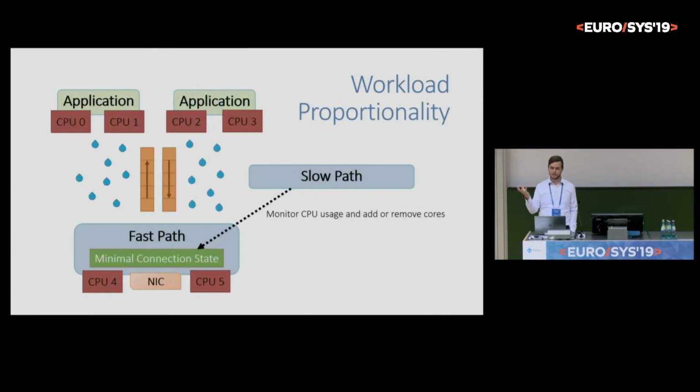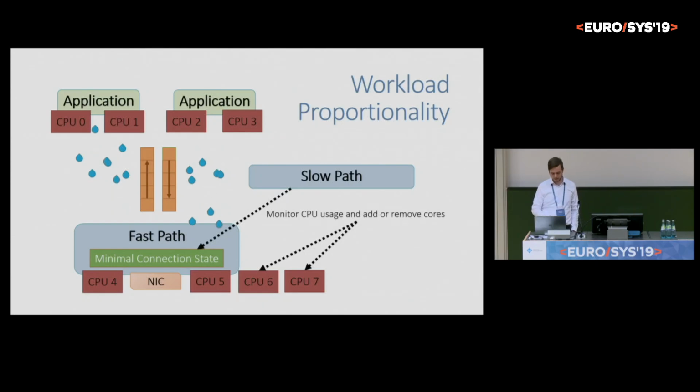So what happens is the slow path will monitor CPU utilization on the fast path to see if it's being inundated with packets. If it is, it can increase the number of cores allocated for the fast path to handle these packets. On the other side, if the applications aren't using the network a lot, and so the fast path CPUs are being underutilized, we can then deallocate them.